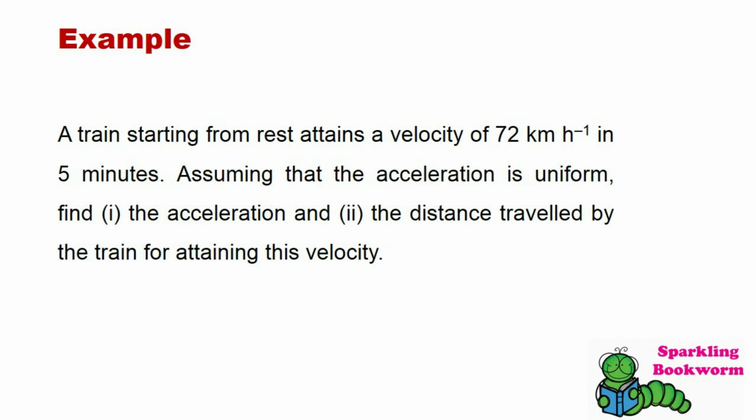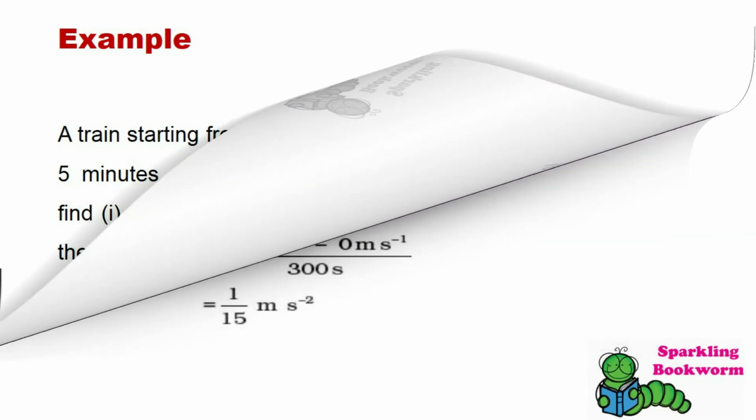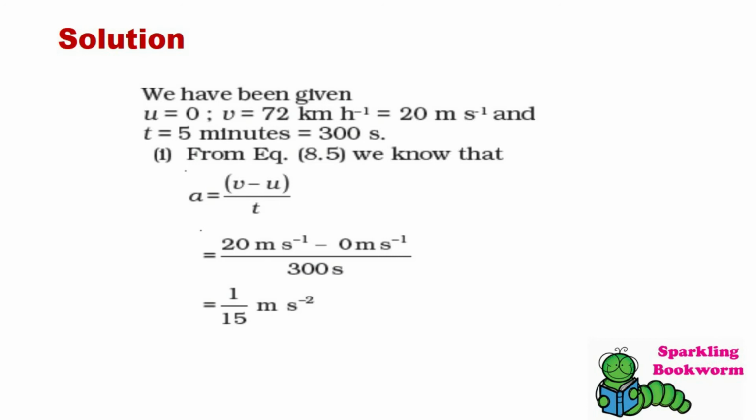Example. A train starting from rest attains a velocity of 72 km/h in 5 minutes. Assuming that the acceleration is uniform, find 1, the acceleration, and 2, the distance traveled by the train for attaining this velocity. Solution.